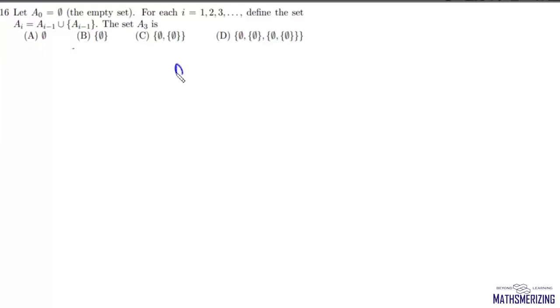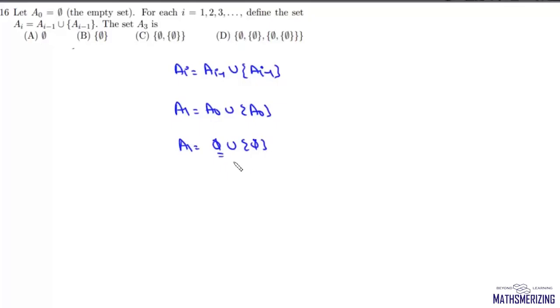Now, question number 16 is, let A0 be {5}, then for each I equals 1, define the set AI as A I minus 1 union the set A I minus 1. Now for A1, it'll be A0 union this set A0. Now A0 is {5} union this set {5}. Now 5 is included in every subset.